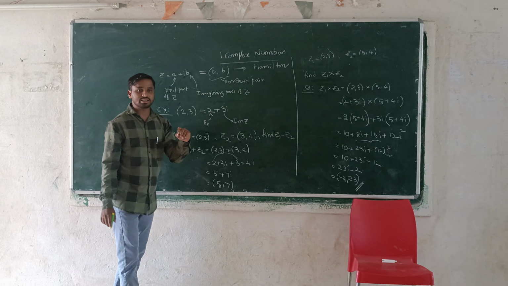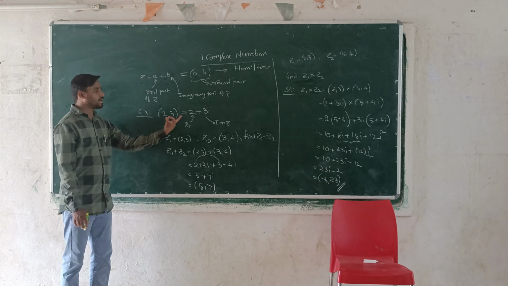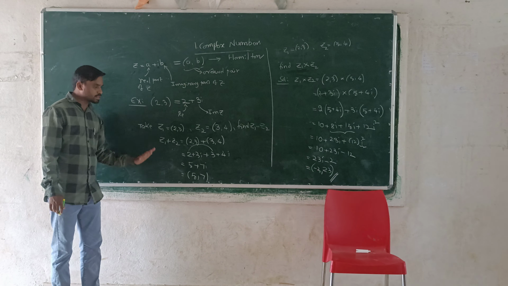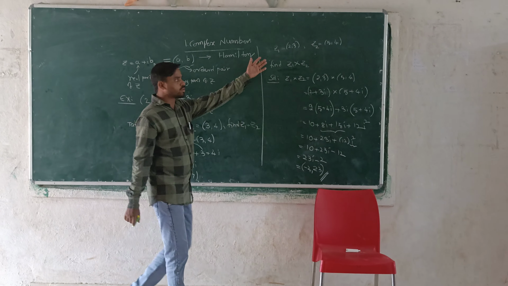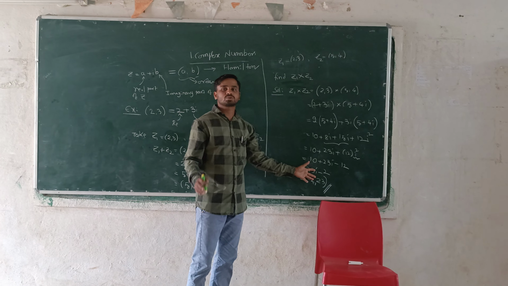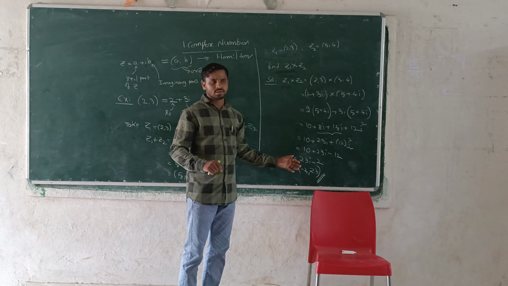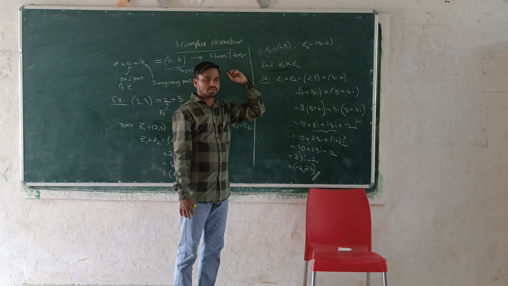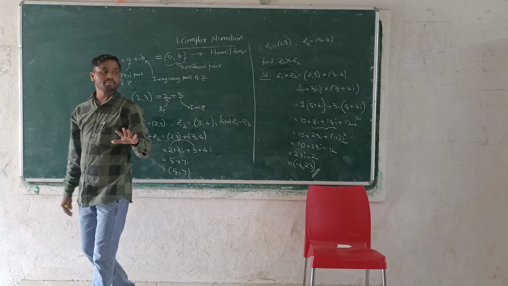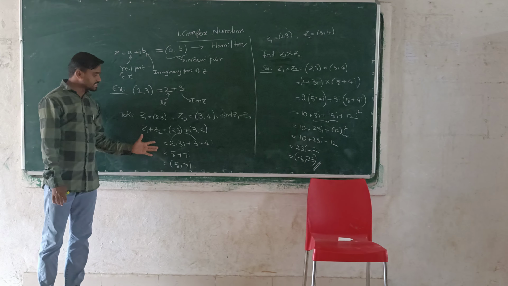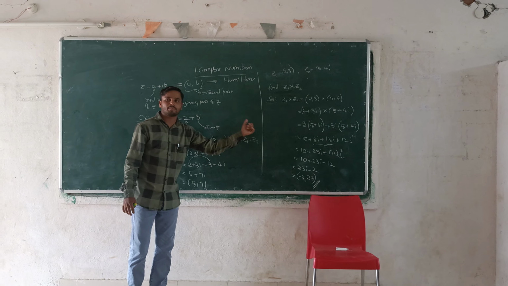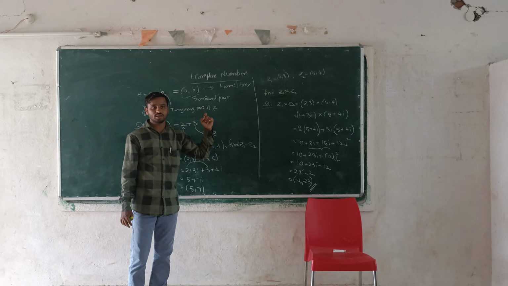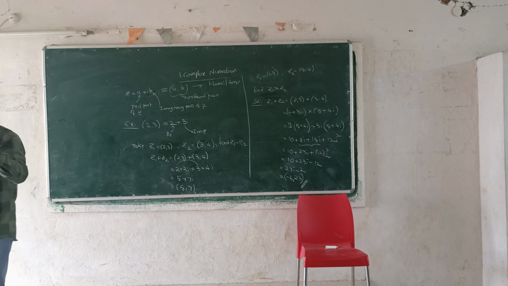So this is how we need to multiply two complex numbers, and how we add two complex numbers. You can multiply with 3 complex numbers, no problem. Yes or no? So that is the exact meaning of addition and multiplication of complex numbers. Okay? Right.